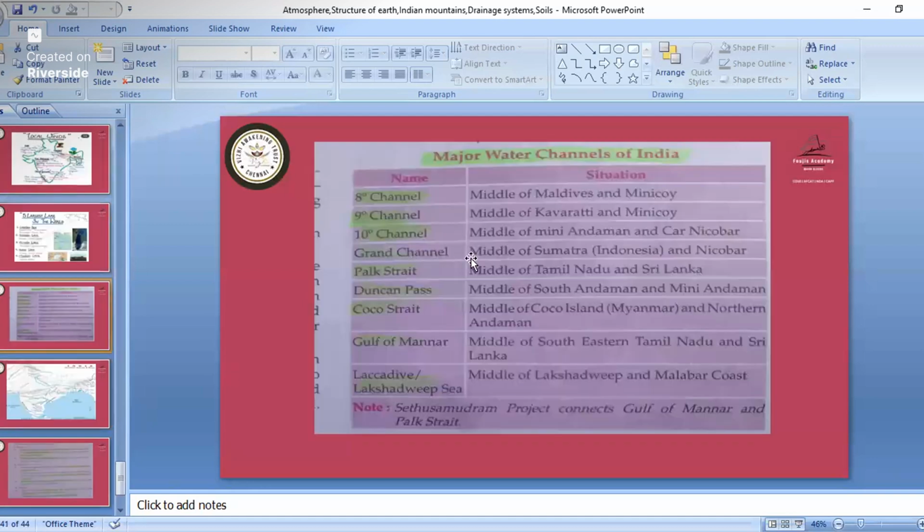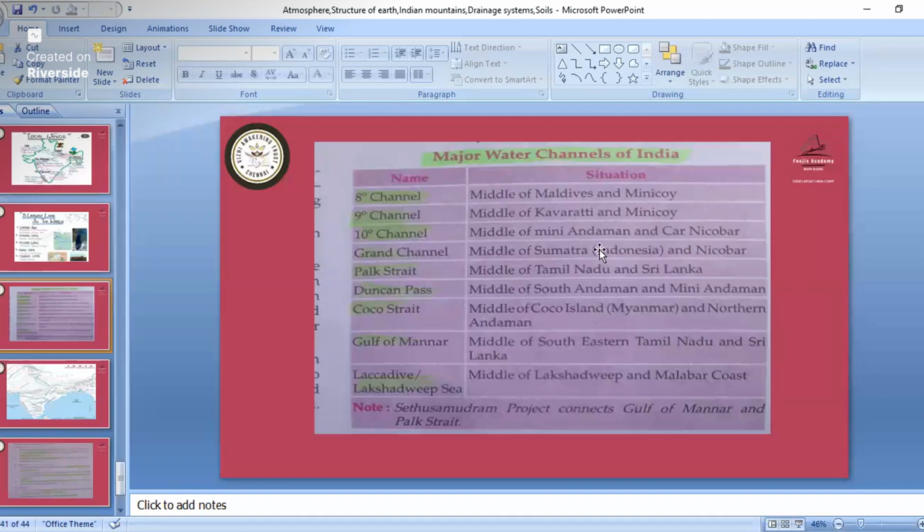Okay, now just go through these major water channels. Questions might come asking which degree channel is located between Maldives and Minicoy. So the 8-degree channel. The 9-degree channel is in the middle of Kavaratti and Minicoy. The 10-degree channel is in the middle of Little Andaman and Car Nicobar.